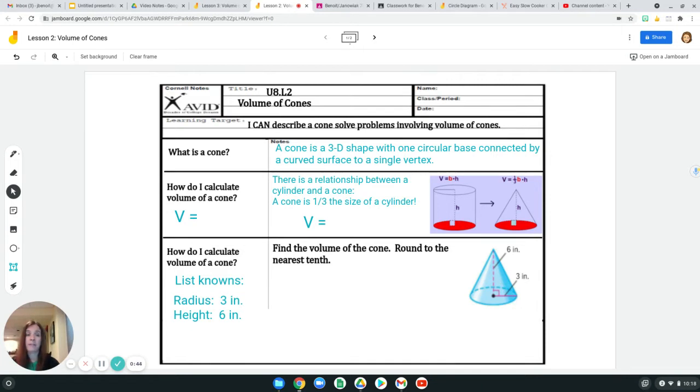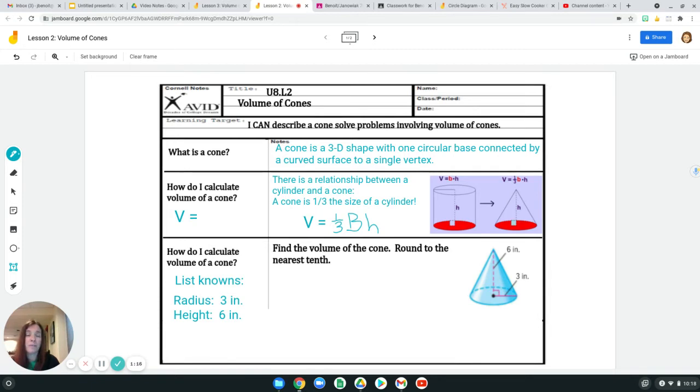And I bring that up because there actually is a relationship between a cylinder and a cone, as you will see here. A cone is 1/3 the size of a cylinder. So because of that, our formula changes. For volume of a cylinder, it was big B times height. For a cone, we're going to put 1/3 in front of the big B and then multiply that by height, because it's 1/3 of the size.